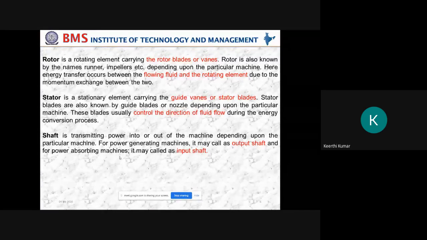For example, a fan. The fan, what is it going to do? It is going to absorb the power. Then it will rotate. Because of the rotation, it will throw the air with a high pressure. Take another example, a pump. What is the function of a pump? If you supply the electricity for the pump, it will start rotating. Because of the rotating, it will start lifting the water. So those come under power absorbing machine.